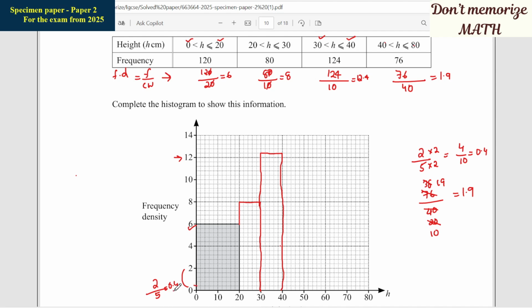So first line is 0.4. Then we have 0.8. So 0.8 plus 0.4 is 1.2. Then 1.2 plus 0.4 is 1.6. Then 1.6 plus 0.4 is 2. So we just need 1.9, so just draw just below 2, from 40 to 80, because the height range is given 40 to 80. Use ruler and pencil, don't draw freehand, and draw a straight line just below 2.